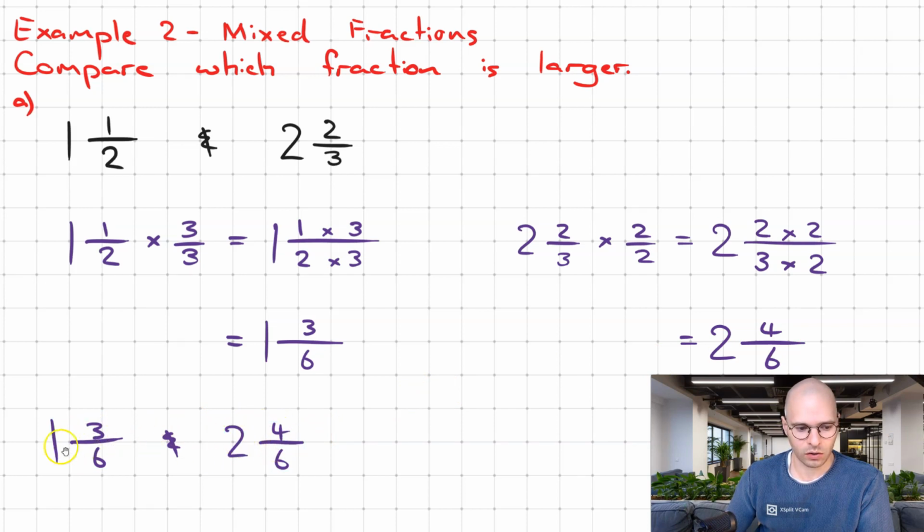Now previously, where we compared the numerators together, when we're dealing with a mixed fraction, we first compare the whole amounts. Now looking at this, you can see that the whole amount of 2 is larger than the whole amount of 1. So therefore, this is larger.